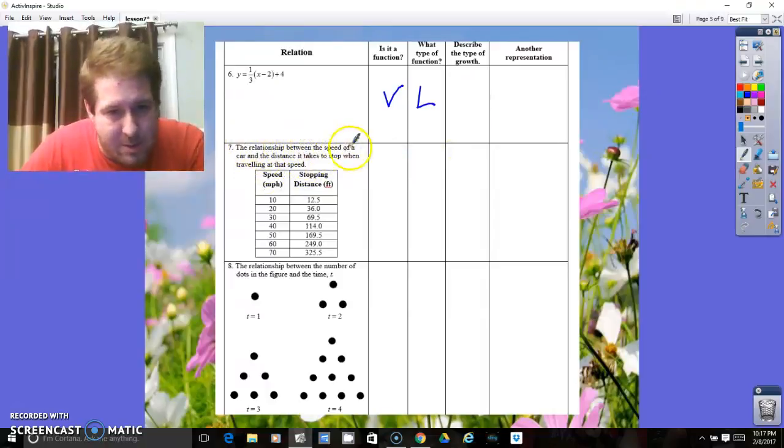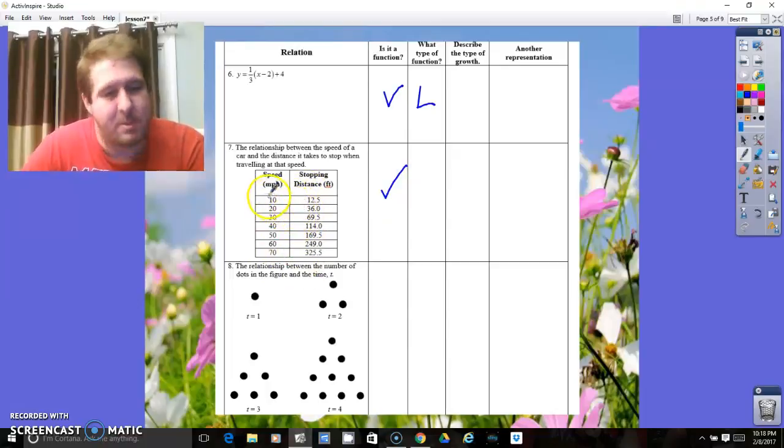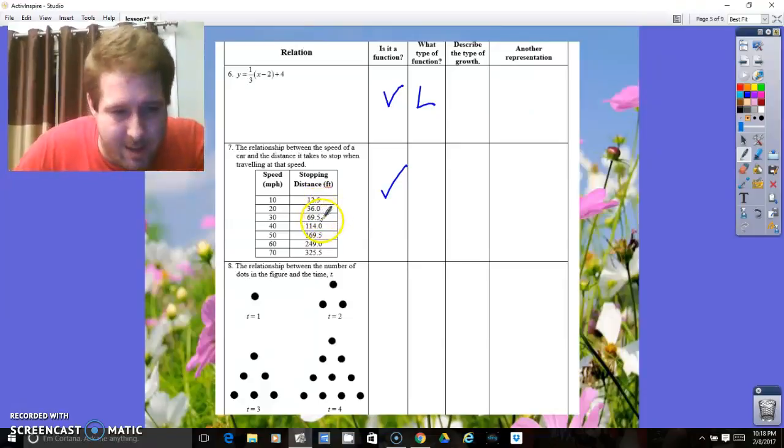Right, number 7, a relationship between the speed of the car and the distance it travels to take the stop and traveling at that speed. So first of all, is it a function? Yes, because none of the domains have more than one range. What type of function? Now I need to really look close here at the numbers. And it's looking to me like the numbers are getting pretty high pretty fast. So that rules out linear. So exponential, times about 3, but no, that's actually not times 3. And that's definitely not times 3. So I think I can rule out exponential as well.